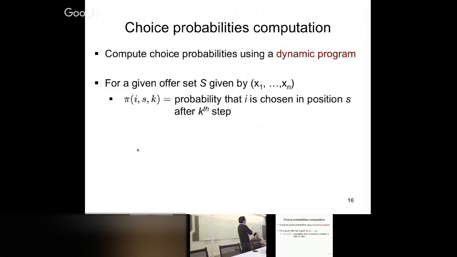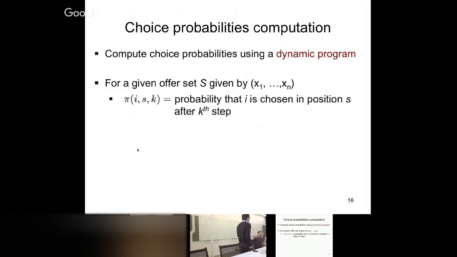Right. I'm wondering where this set S figures in this definition. I think the confusion is, this capital S is the set and little s is the index of where in the rank. So does this pi ISK depend on capital S or not? Yes, it depends. It will be 0, for instance, if I is not in S.